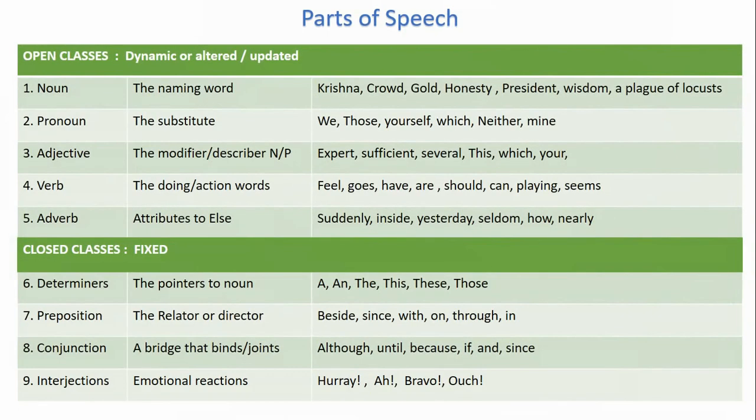Let's pull up the revision cum review chart. Hey, nicely. So parts of speech is mainly categorized by modern grammarians into two broad sections. First one is open classes. Obviously open classes are dynamic or altered, that means updated regularly. Look, thou, used by our Shakespeare, is now a part of ancient English.